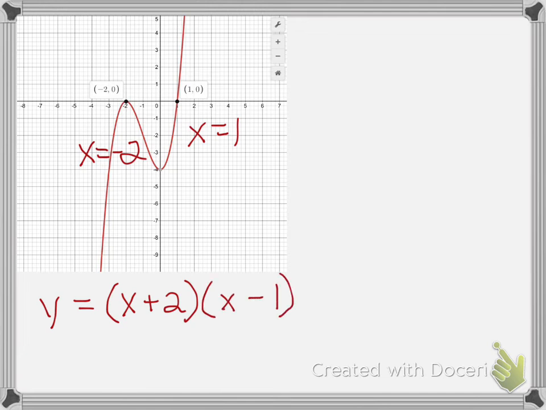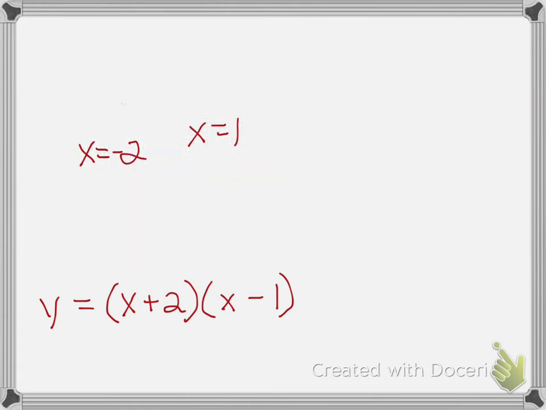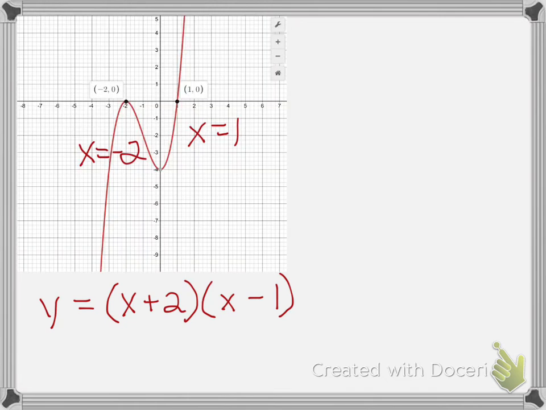Now let's go back at the roots and figure out what the multiplicity is. At the root -2, as you can see, it touches. It doesn't cross through, it touches. So since it touches, it's going to be an even multiplicity. But at the root 1, it crosses through, so it's going to be odd.